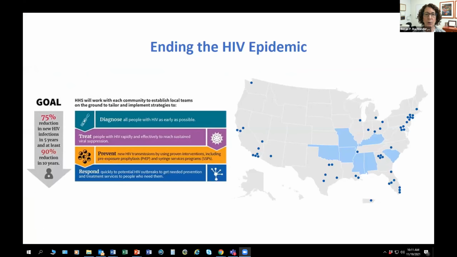So you're probably aware of the National Ending the HIV Epidemic Initiative, the goals of which are to get to a 75% reduction in new HIV infections in 5 years and at least a 90% reduction in 10 years. There are 4 pillars: diagnosing people, treating people, preventing new infections, and responding quickly to outbreaks. We're going to focus on the prevention component and specifically on the PrEP component. And on the right, I just showed you a map of the 48 jurisdictions and 7 states where more than half of the new infections are occurring.